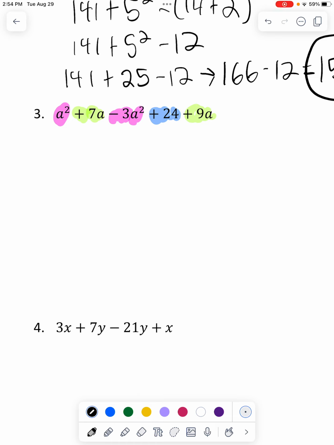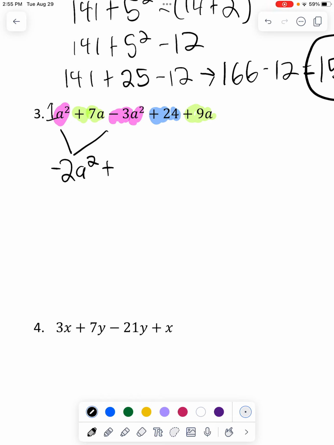So here we have a squared minus 3a squared. So pretend there's a 1 here. If there's no number in front of the variable, there's always a 1 out front. And so 1 minus 3 is negative 2. Now notice that the exponent next to the a does not change. We're still squaring that a.